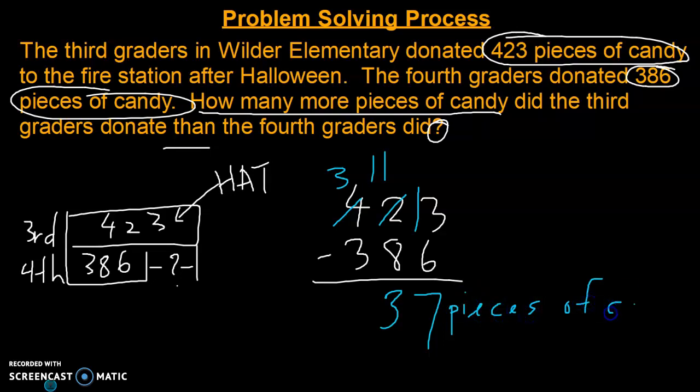And once again, let's answer the question. The question is, how many more pieces of candy did the 3rd graders donate than the 4th graders did? The answer is, the 3rd graders donated 37 pieces of candy more than the 4th graders did. I hope this video helped you understand what our expectation is when students solve word problems.